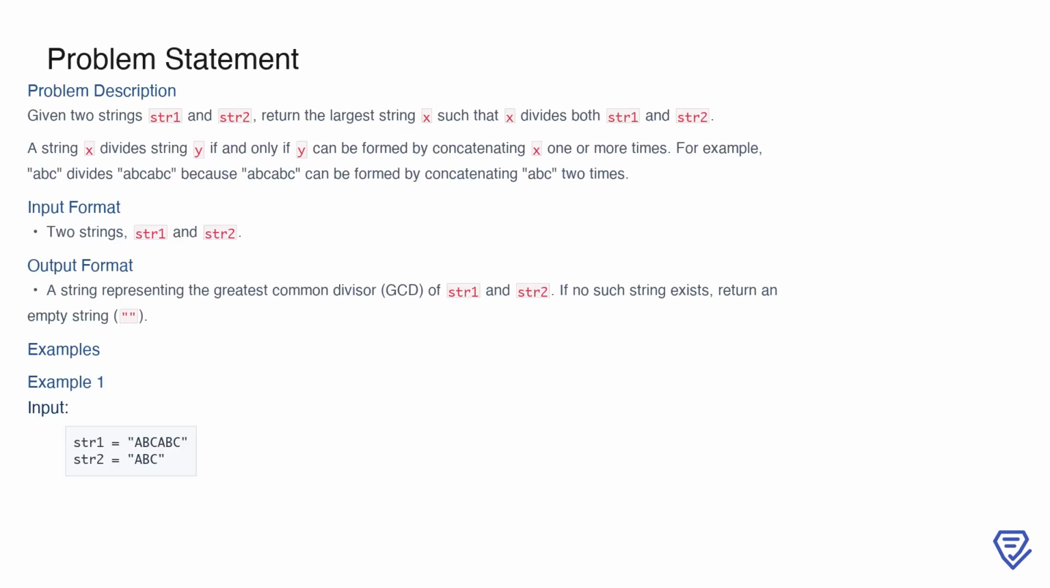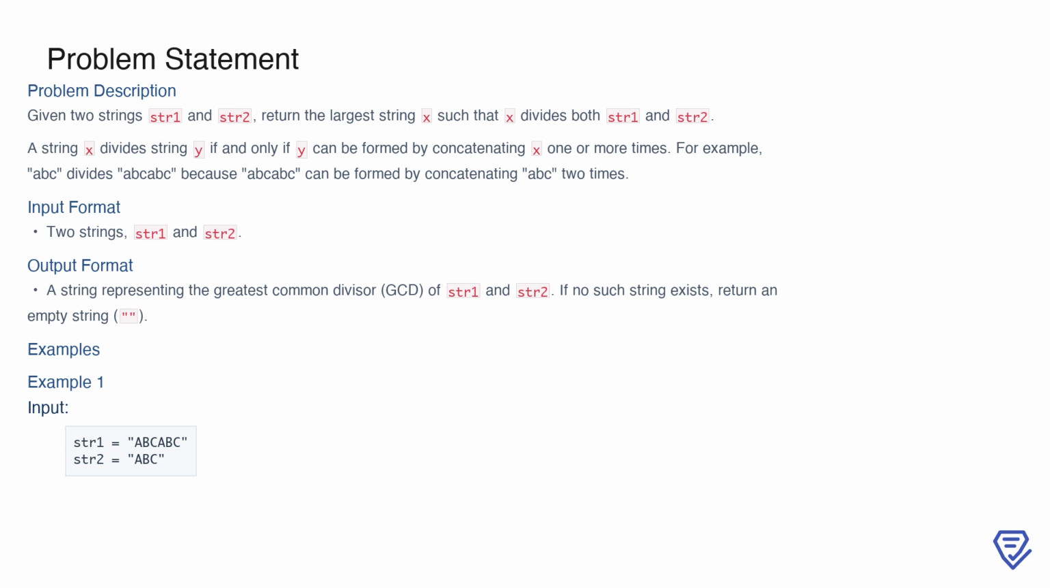The problem asks us to find the largest string, called x, that divides two given strings, str1 and str2. A string x is said to divide another string y if y can be constructed by repeatedly concatenating x one or more times. For example, the string abc divides abcabc because abcabc can be formed by concatenating abc twice. The input consists of two strings, str1 and str2, and the output is the greatest common divisor string of the two. If no such string exists, we return an empty string.